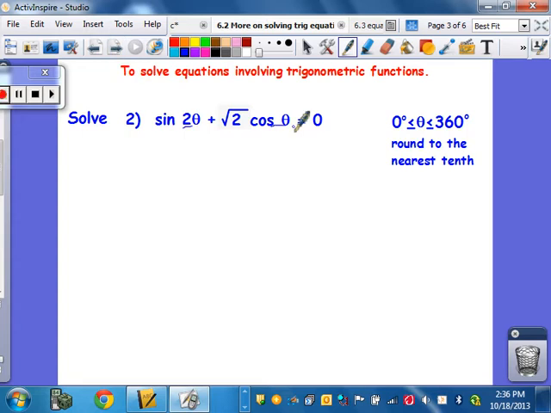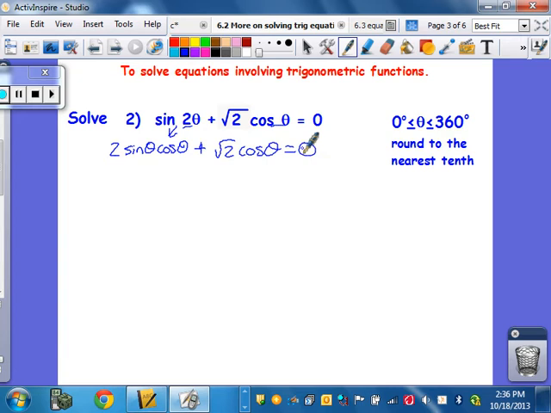You need to make the double angle go away. So you're going to need to go to your salmon sheet, find sine of a double angle from last chapter, and we need to dump that back in. So 2 sine theta cosine theta is your double angle formula, plus square root of 2 cosine theta equals 0.